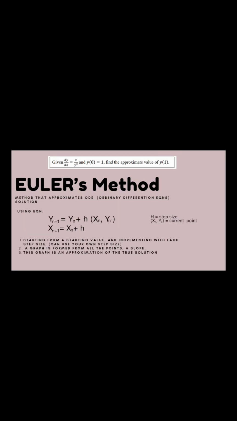The Euler method is a method where we can approximate the solution for an ODE. We are given two equations: y_{n+1} = y_n + h f(x_n, y_n), and x_{n+1} = x_n + h, h being the step size. We start from a starting value, increment with each step size, and end at an endpoint. What we want to find are the points of all these step equations, and at the end we can form a graph which gives us a slope, and this slope will only give us an approximation of the true solution.